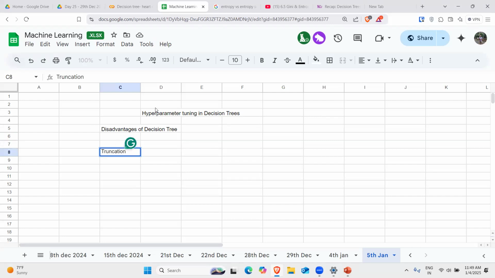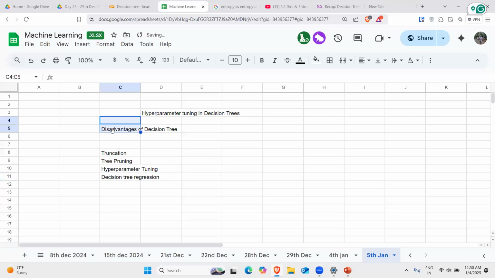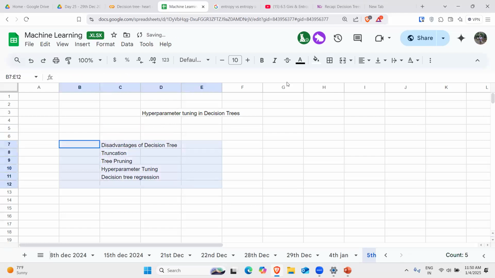truncation and tree pruning. Very, very important part. And then we'll see hyperparameter tuning, and then we'll see decision tree regression. So that will be your agenda for tomorrow's session. Let us discuss disadvantages of decision tree first, and then we can stop here for the day, right?